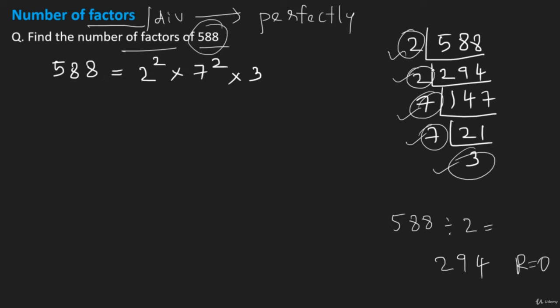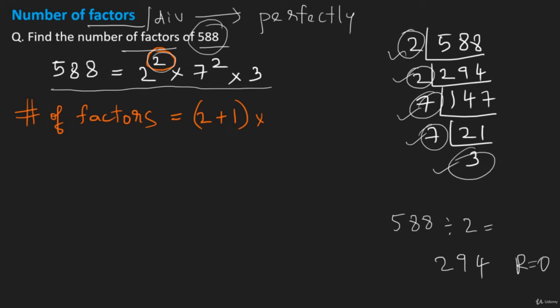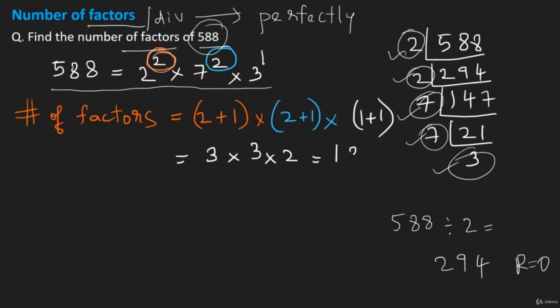Once you have prime factorized the given number and written it in this form, you can find the number of factors in a very easy manner. The number of factors of 588 is nothing but, over here you have the power 2, so you need to add 1 to that. That's 2 plus 1, into 2 plus 1, and over here it's equivalent to writing a 1, so you multiply with 1 plus 1. This is equal to 3 into 3 into 2, which is equal to 18. So this means that there are 18 factors for 588.